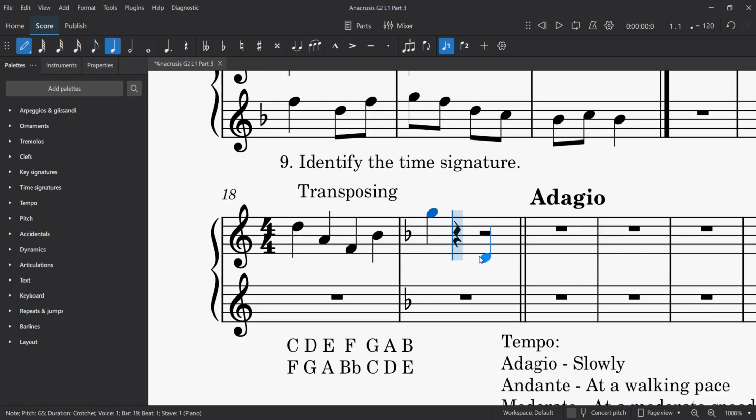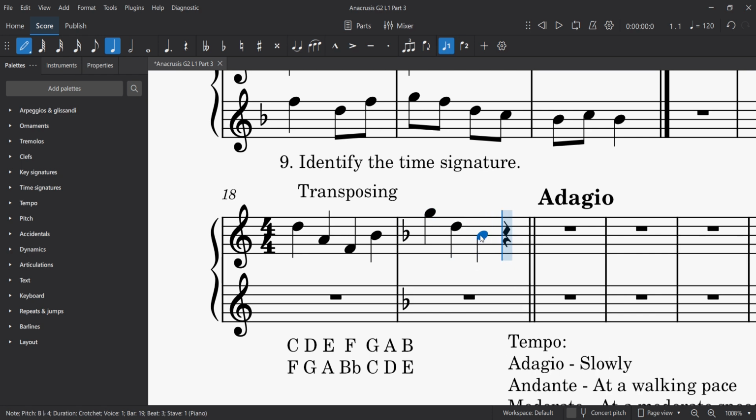The A becomes a D, the F becomes B flat, and the B becomes E. Simple.